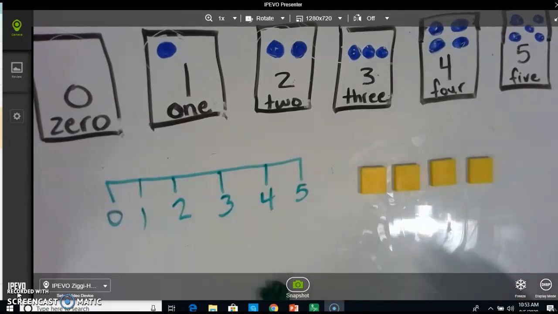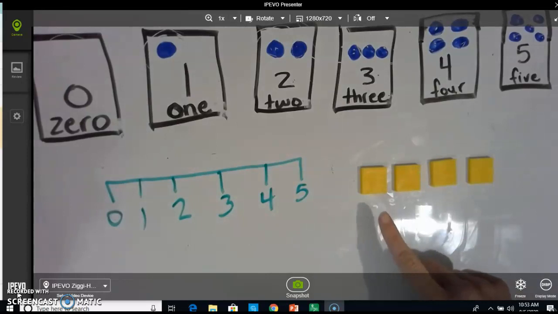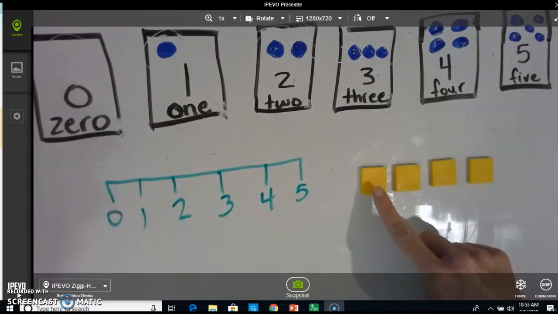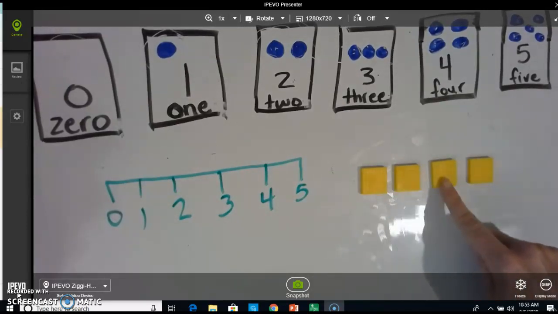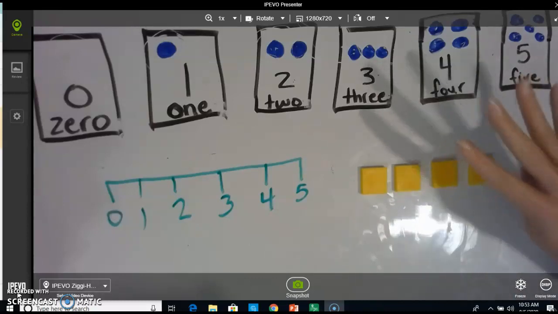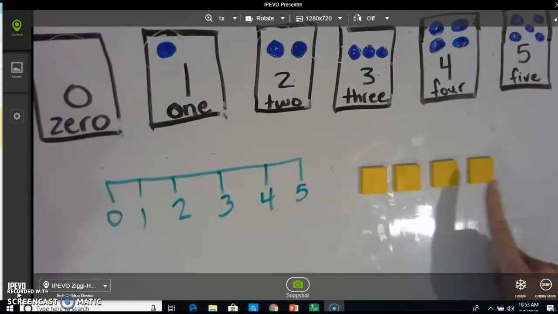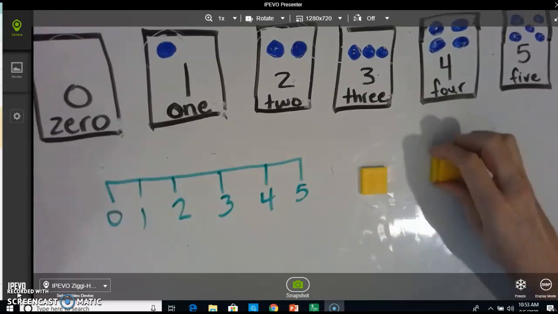Let's count these yellow squares. Ready? Let's count them. I'm going to have you count them. You count. How many did you have? 4. You should have 4. 1, 2, 3, 4. Very good.